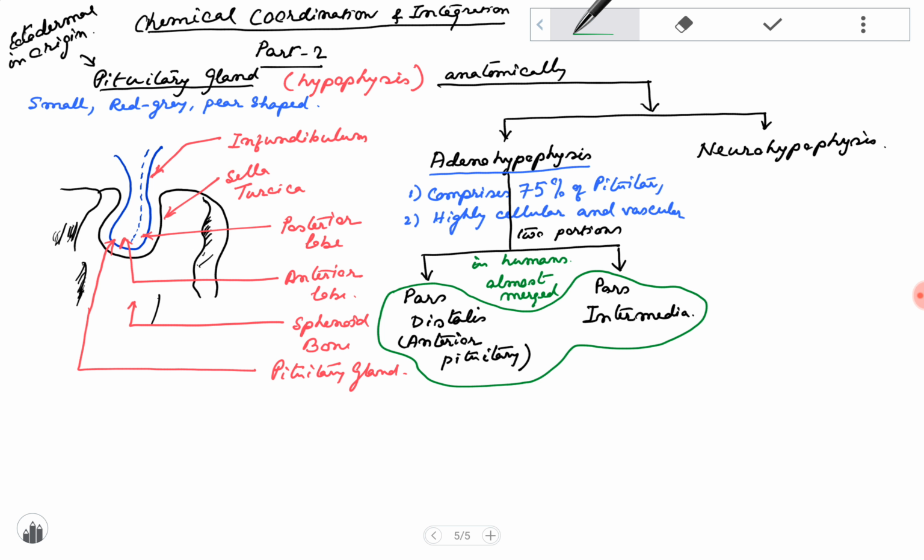Now this pars distalis, the anterior pituitary, produces some hormones. The pars intermedia produces only one hormone, that is melanocyte stimulating hormone, MSH. And the neurohypophysis, that is the pars nervosa, also known as the posterior pituitary, stores and releases two hormones: oxytocin and vasopressin. So let us now write it over there.